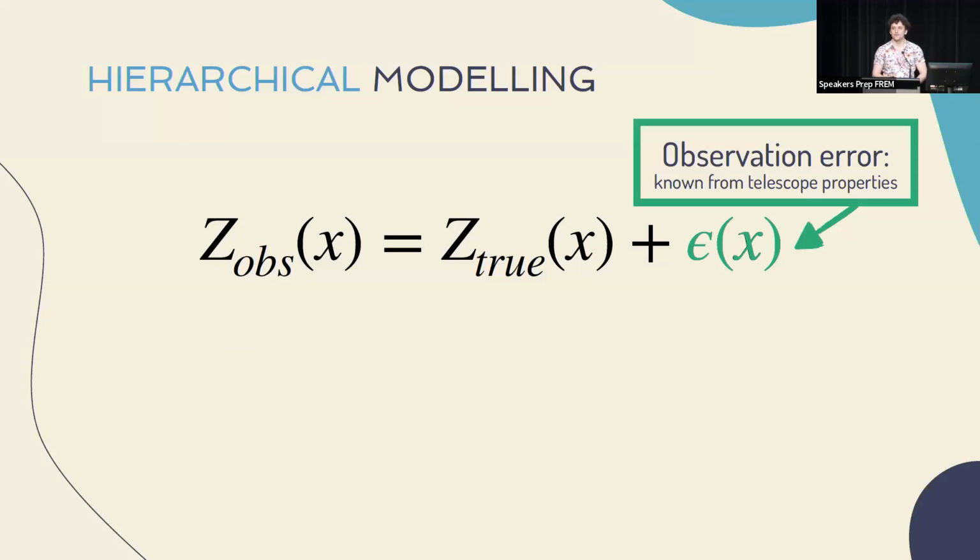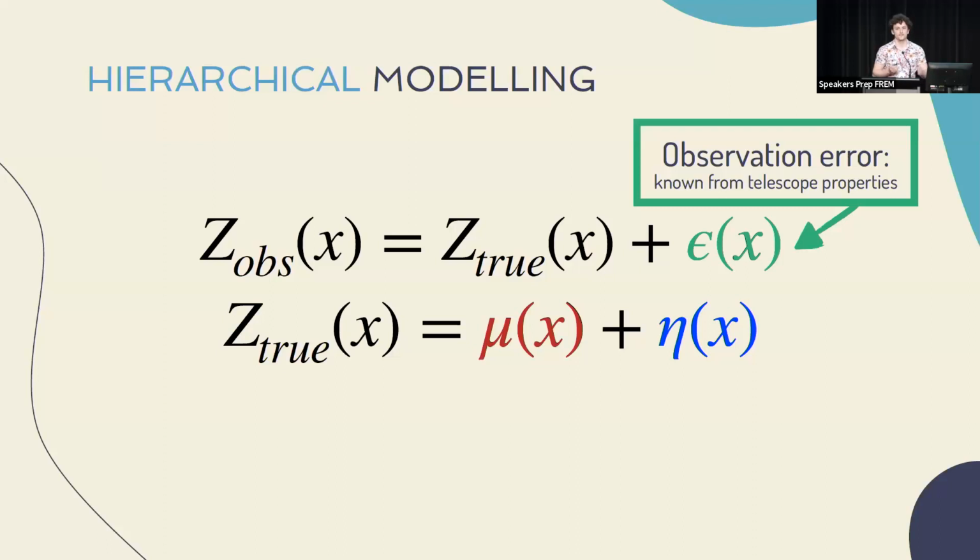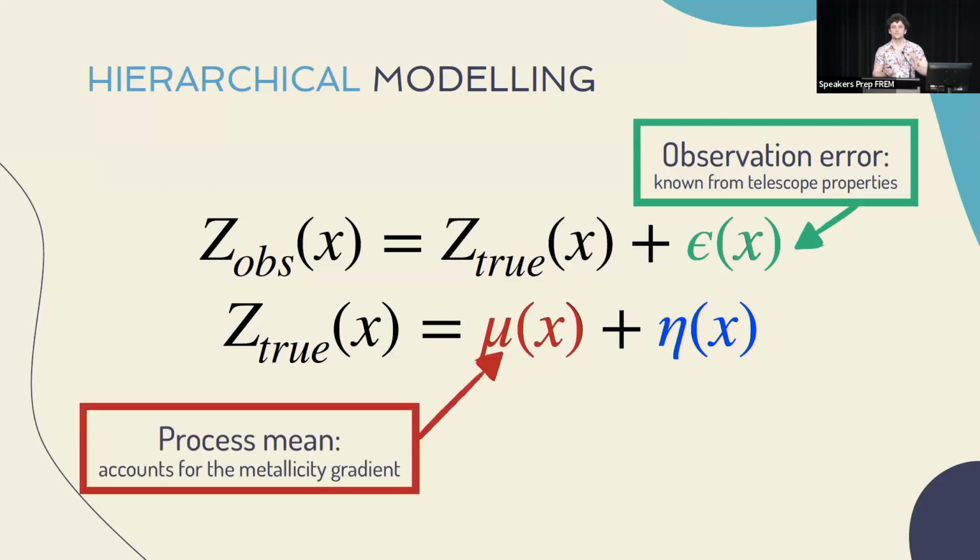The next thing we do is something that's a bit more new. So we say that the true metallicity at each point should not just be the mean metallicity that we expect at each point, for example, for a metallicity gradient model.